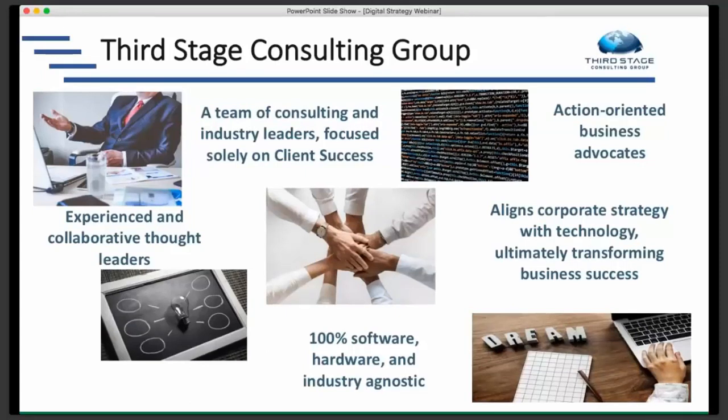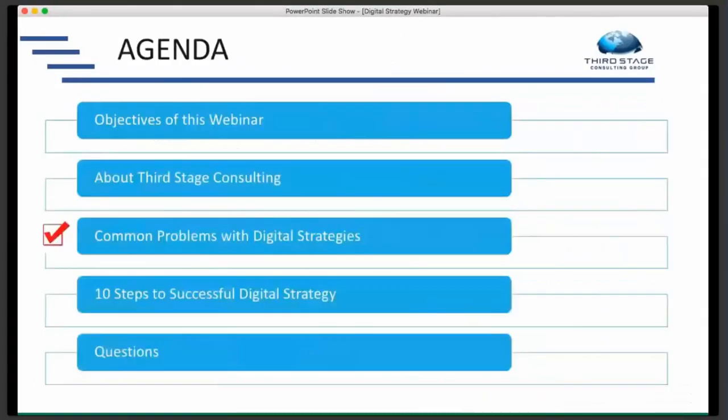And one of the biggest things that we do is we help align corporate strategy with technology, ultimately transforming business success. So even though we're focused on digital strategy, ERP implementation, CRM implementations, and those sorts of things, we really view ourselves as business consultants and management consultants. We help companies use technology as just a tool to execute their bigger picture strategy. And of course, that's a big part of what we're talking about here today: how do we define that strategy that can be executed by your organization.